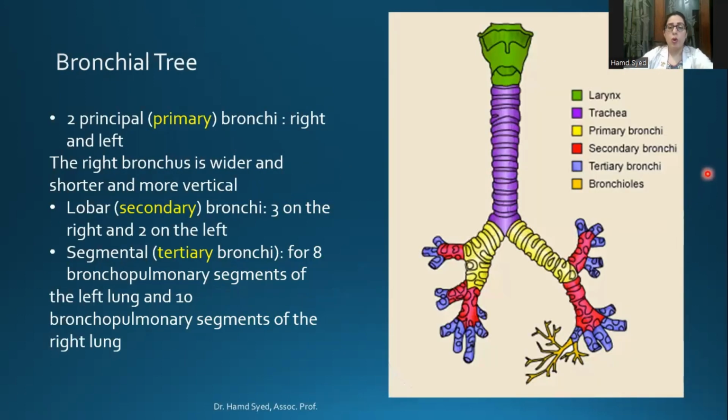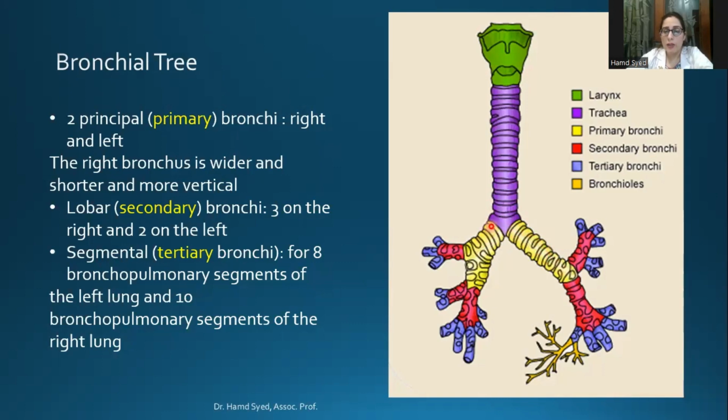Now let's come to the bronchial tree. We can see over here that in green is the larynx, and then in purple is showing us the trachea, the windpipe, with these C-shaped rings of hyaline cartilage. And over here in yellow is the region where we can see this trachea has divided into two main bronchi, which are known as the main bronchi or the principal or primary bronchi. These are the right bronchus and the left bronchus.